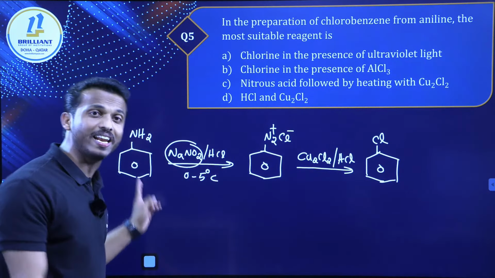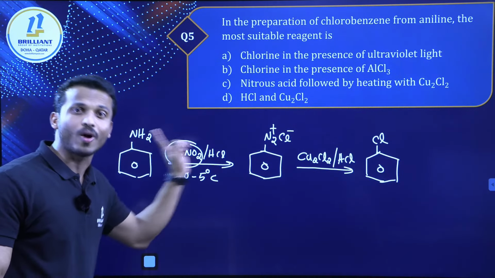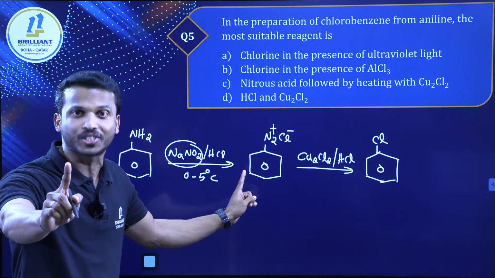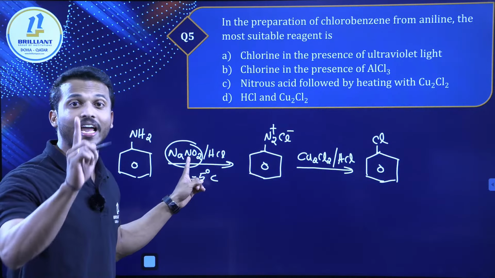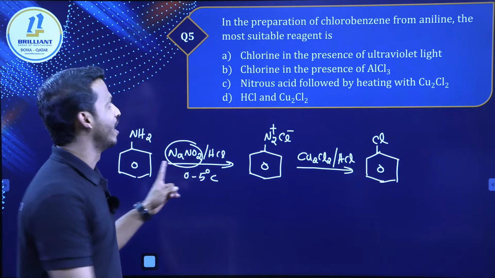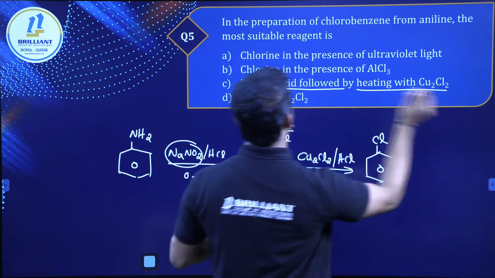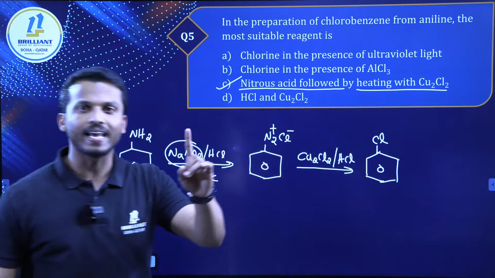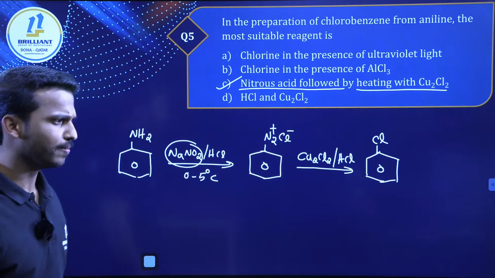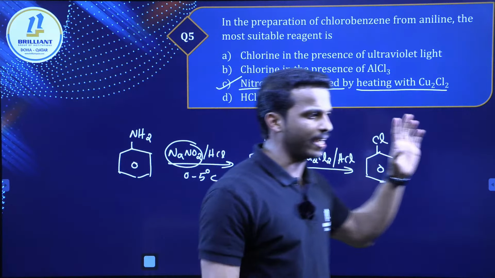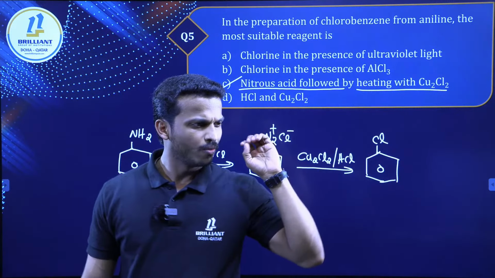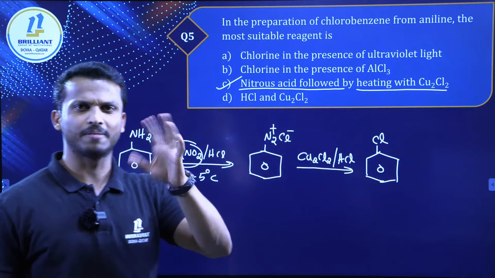Why? Because aniline is there. Aniline to diazonium salt is the first conversion, and that is done with NaNO2, nitrous acid. So nitrous acid followed by heating with Cu2Cl2. Option C is the correct answer. I think most of you gave the correct answer. Only very few of you gave a different answer.